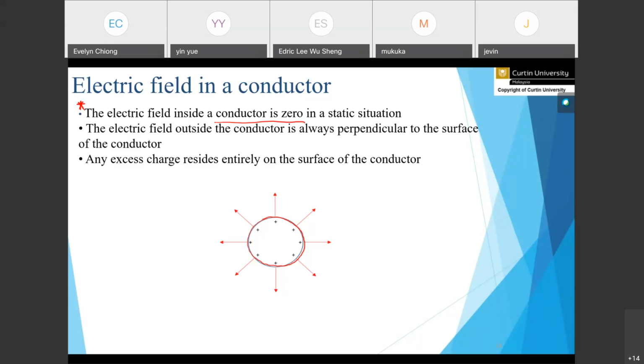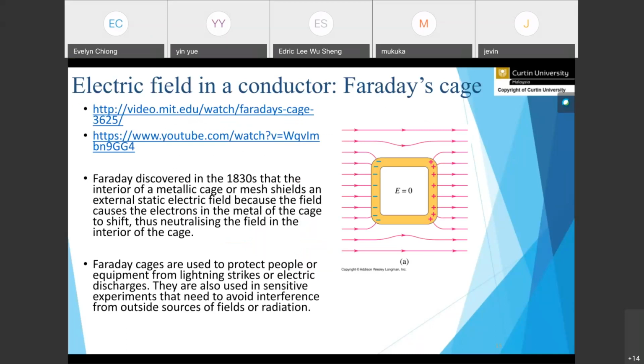So here, the electric field in a conductor: Faraday's cage. Just now we said inside a conductor, the electric field is 0, so the field is only outside. There are two links here. The first one is actually not working anymore, so I have found another one, the second one. We don't have much time, so can I get you guys to watch this one on your own? Very short video, less than 2 minutes.